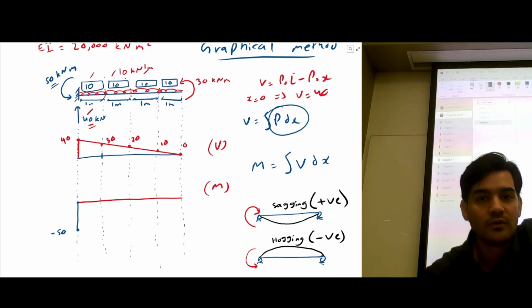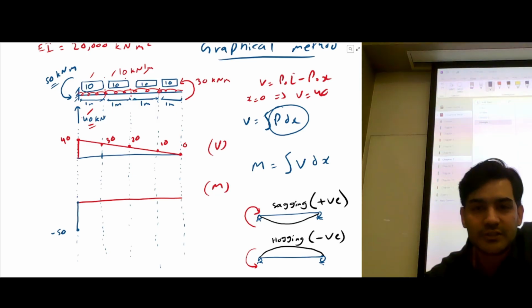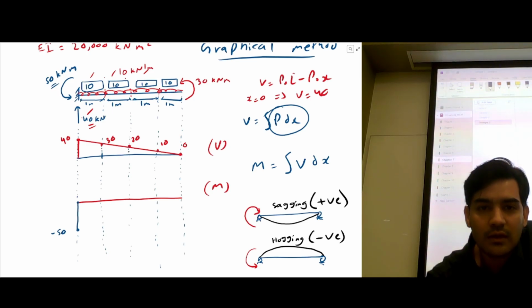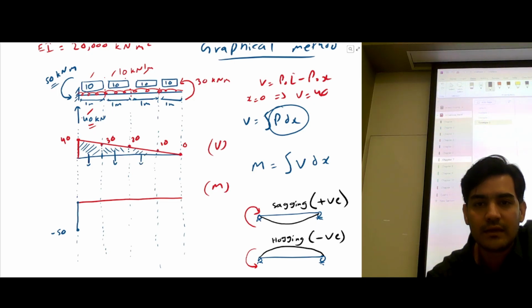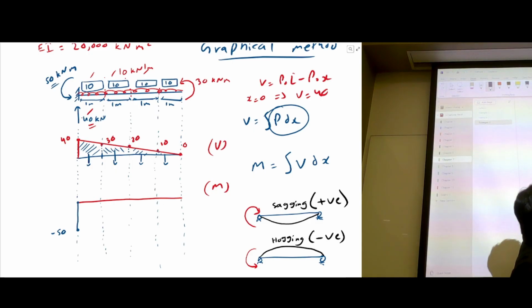So now, before also we were calculating the areas. Now we also calculate the areas for the shear force. I will calculate this area and I will put it here. I will calculate this area, I will put it here. This area here and this area here. So you guys can also try to calculate the areas.